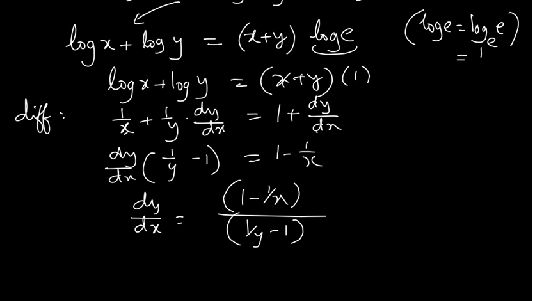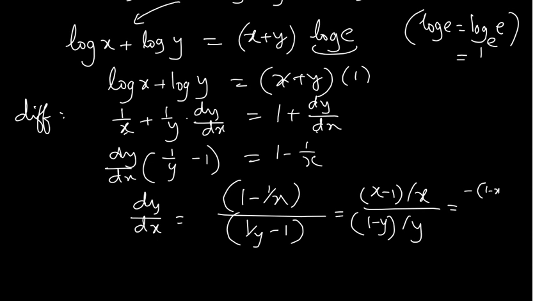So, if you want to simplify that, you will have x minus 1 by x divided by 1 minus y divided by y. So, that's equal to, you can have 1 minus x written for this, 1 minus x divided by 1 minus y into x by y. That's the final answer. Okay.